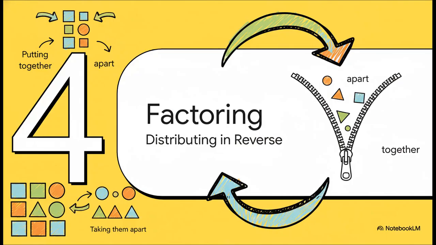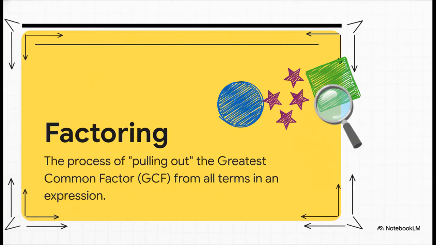Now, one of the coolest things about algebra is that almost everything you can also undo. We just learned how to distribute a number into an expression. Now, we're going to learn how to do the exact opposite, factoring. Factoring is really just distributing, but in reverse. All you do is look at all the terms in your expression and find the biggest number that can divide into all of them. We call that the greatest common factor, or GCF. Once you find it, you just pull it out to the front.